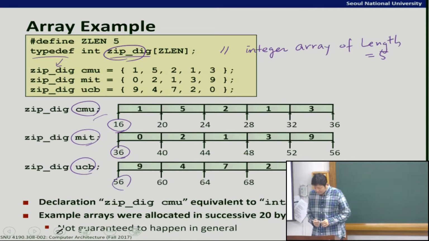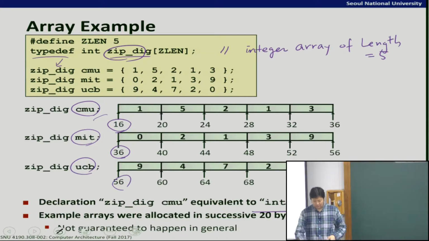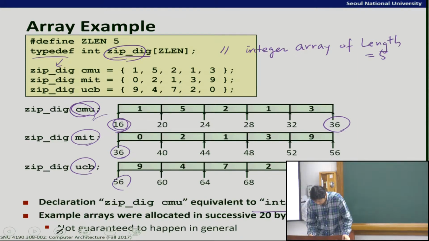So zipdig CMU is equivalent to declaring int CMU of length 5. This is basically a shorthand form of writing this. In this case, these 3 arrays are allocated contiguously. CMU starts at 16 and ends at 36, and MIT comes right after it. It starts right after CMU, and UCB starts right after MIT.